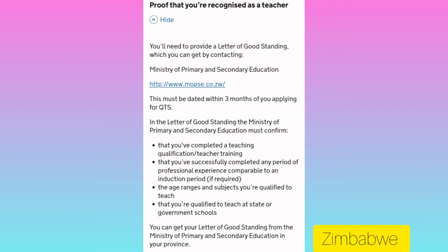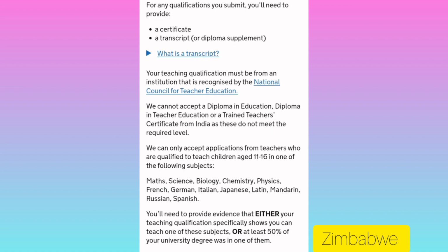For Zimbabwe, they say you will need a letter of good standing from your Ministry of Education. While for India, they said they cannot accept a diploma in education because it does not meet up to their standards. So it varies for different countries. So we're going back now to the application.